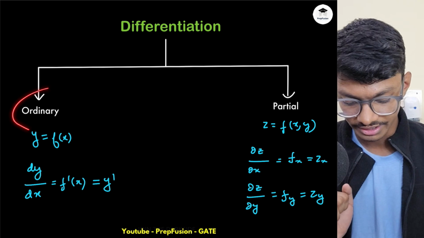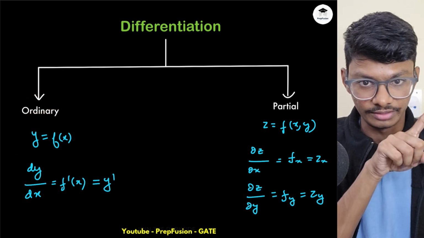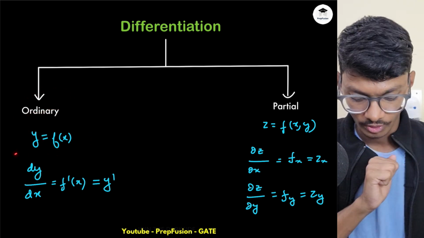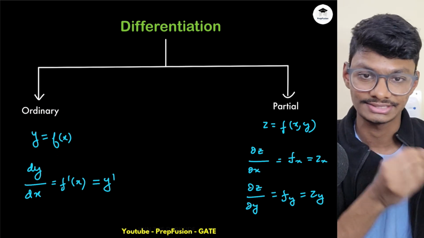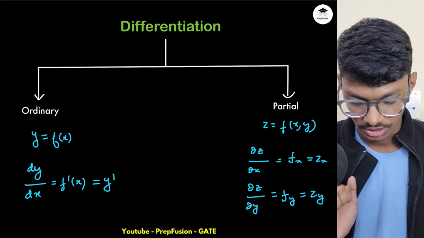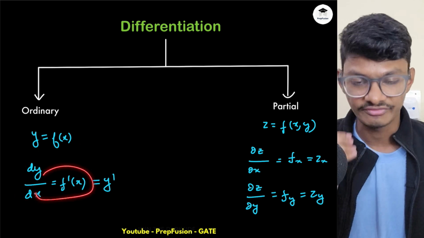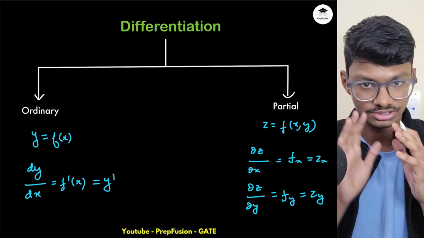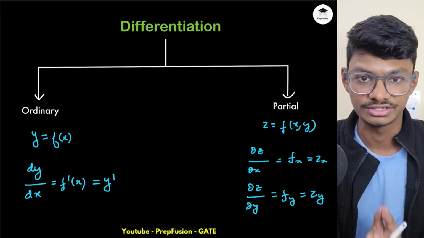One is ordinary, where I have only one variable, one independent variable. Y is a function of x, which is an independent variable. X can take any value within its domain. If I differentiate it, that will be f dash of x equals y dash. So this is how an ordinary differential equation looks.